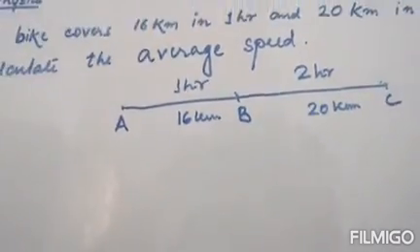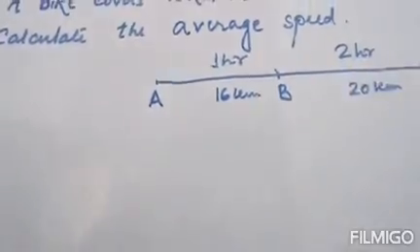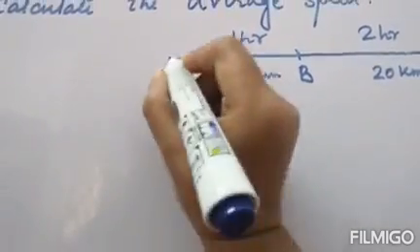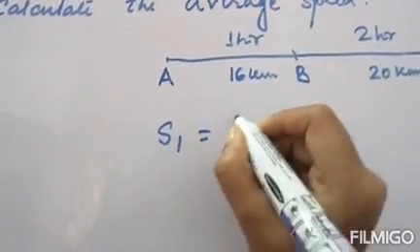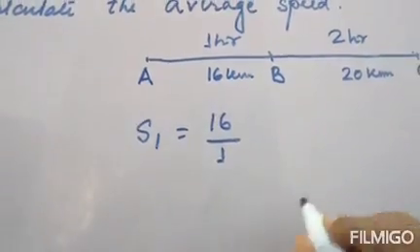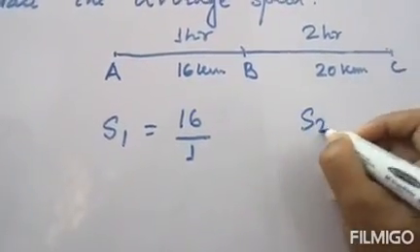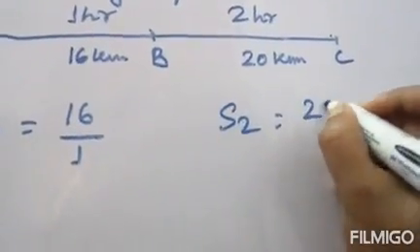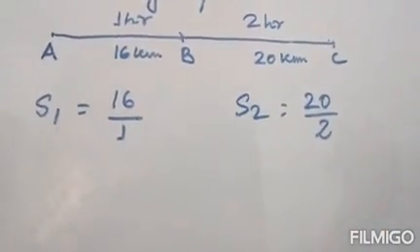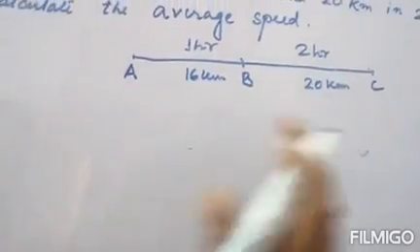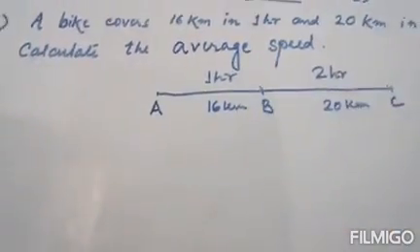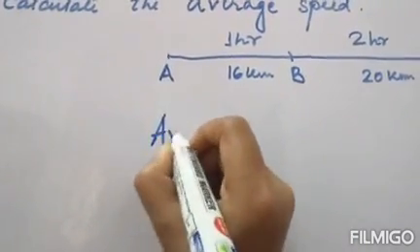As you all know, what does average speed mean? If we were asked for individual speeds, the speed of the first part would be 16 by 1, distance by time, and the speed of the second part would be 20 by 2, because the time taken is 2 hours. But we are not asked about this. We are asked about average speed.